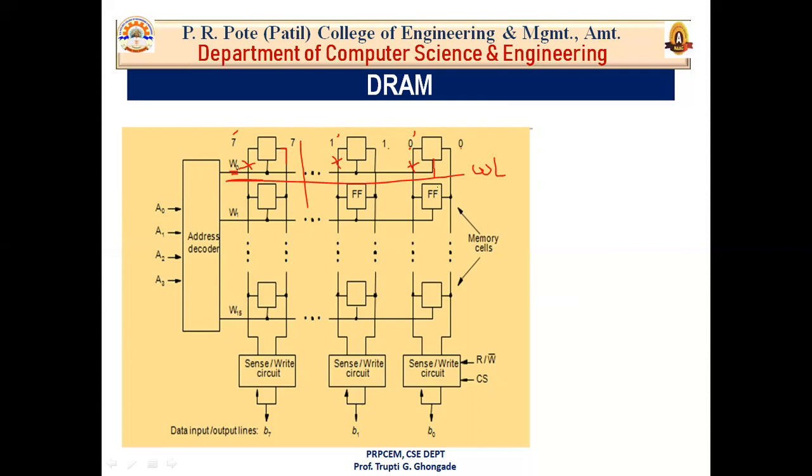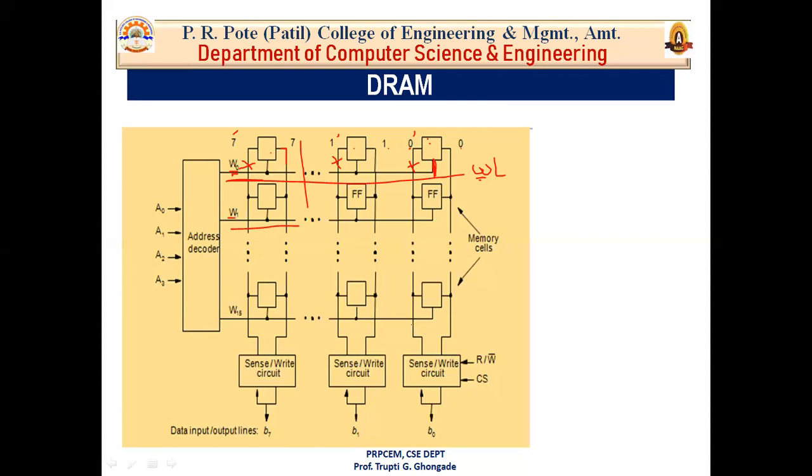Each memory cell is connected to a common line, and that line is called the word line. The first row connected to a common word line is denoted by W0. Now look at the second row. All the cells are connected to a common word line, that is W1. That means however many rows you have, that many word lines you will have. Now looking at the cells in a particular column.